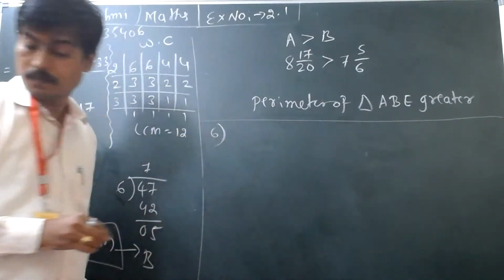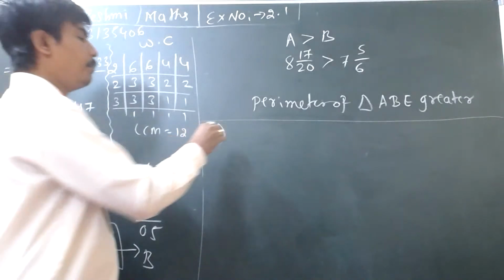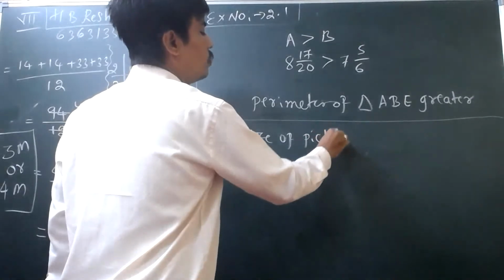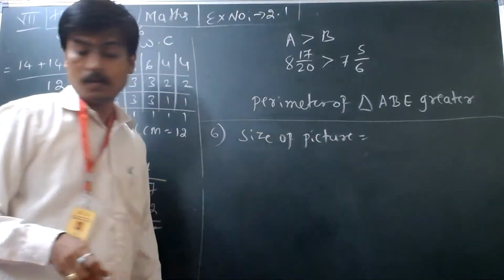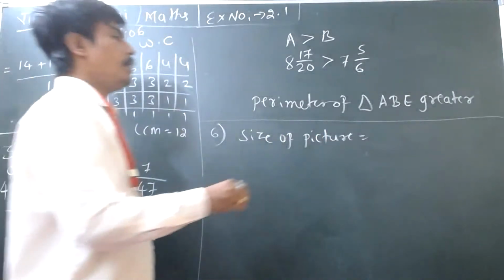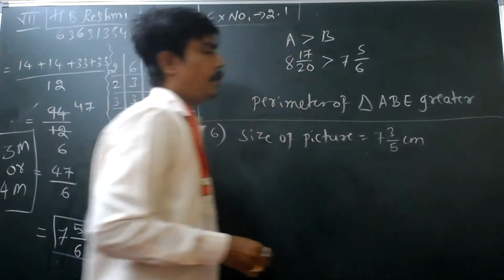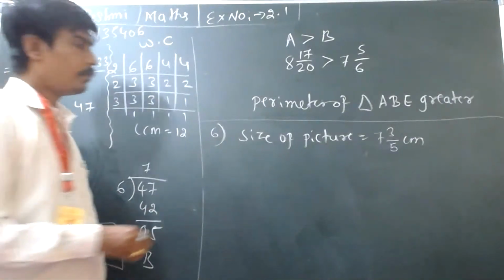Sixth question. Size of the picture. Size of the picture. How much is it? It is 7 integer 3 by 5. 7 integer 3 by 5 centimeter, and the size of the frame.